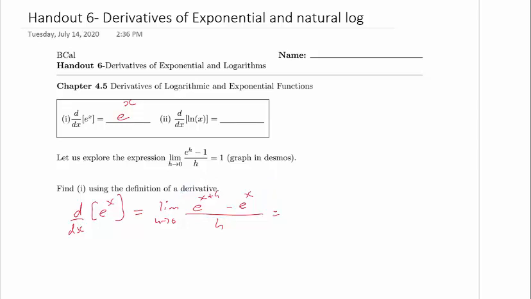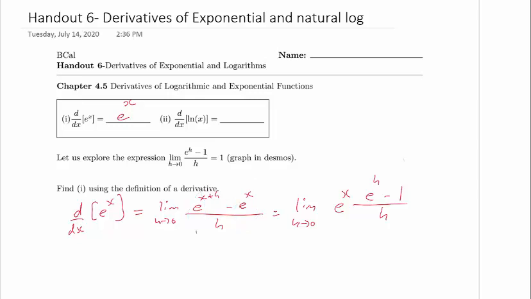You notice this guy right here is e to the x plus h. So we can factor out an e to the x, and there's an e to the x in both of these. So we're going to write limit as h goes to 0 of e to the x times e to the h minus 1, all over h. All we did was factor out an e to the x here and an e to the x there.